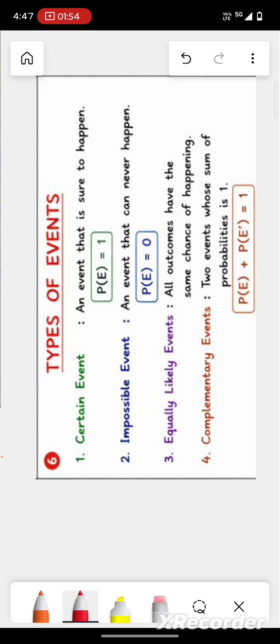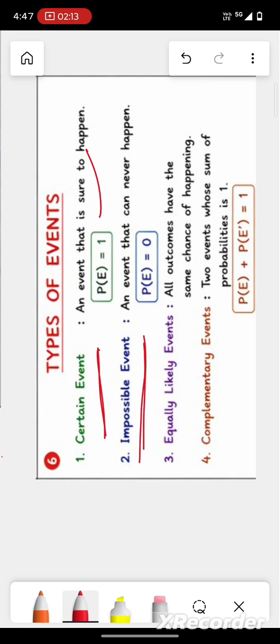A bag contains all green balls. Selecting a green ball is a sure event. A bag contains all defective bulbs. Selecting a defective bulb is a sure event. The probability of a certain event or sure event is always 1.